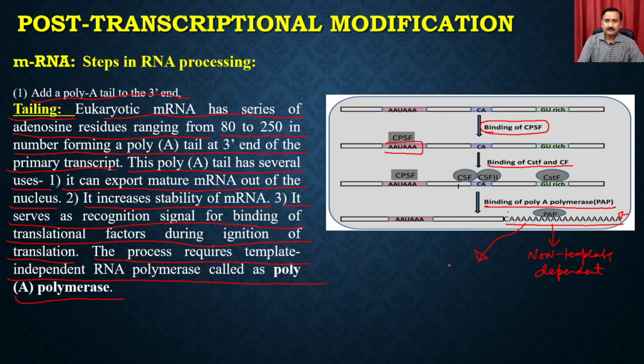Apart from that, it also allows the export of the messenger RNA out of the nucleus. It increases the stability of the messenger RNA, and it serves as a recognition sequence for the binding of the translational factors. So that's why, whether it is capping or tailing, both are responsible for the translation of the particular messenger RNA into proteins.